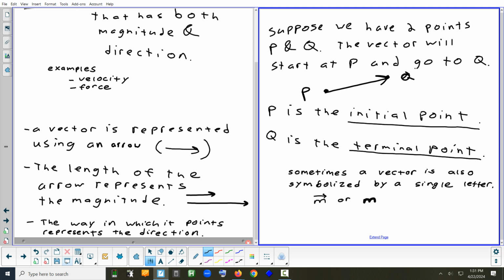Okay, so write the letter with an arrow on top, or make the letter bold. Our book does bold most of the time. That's what they use.